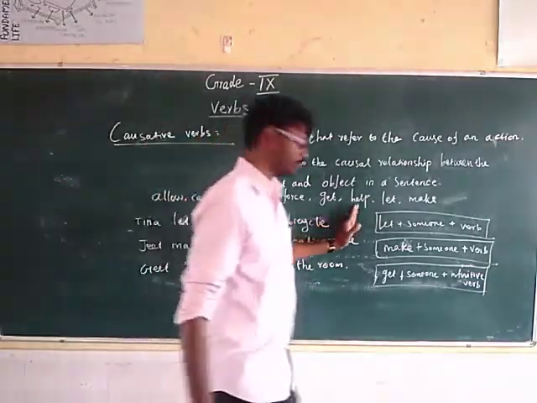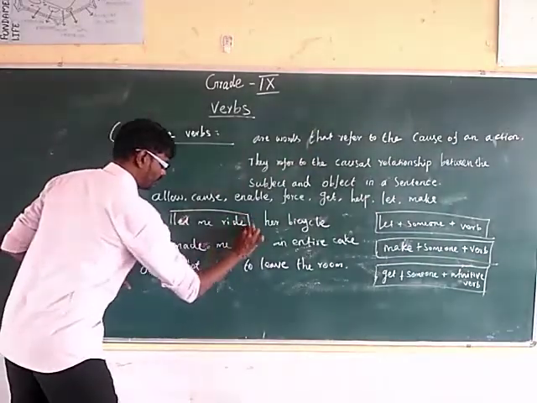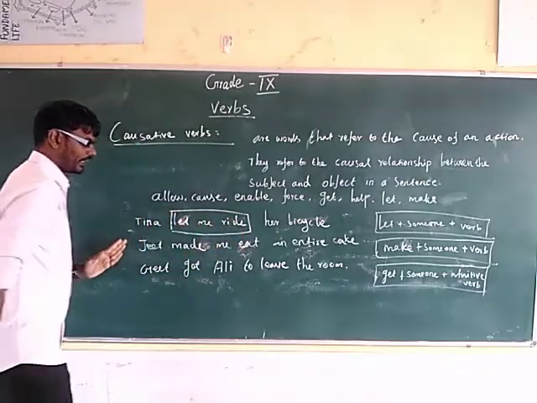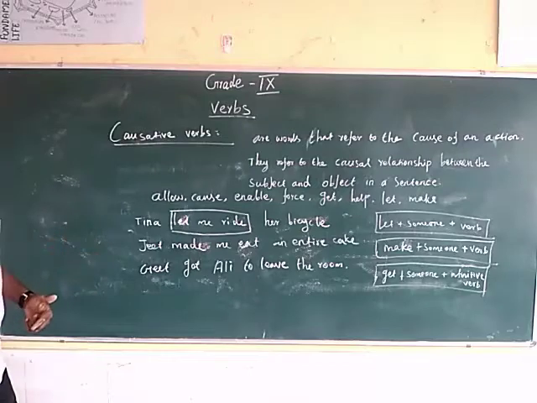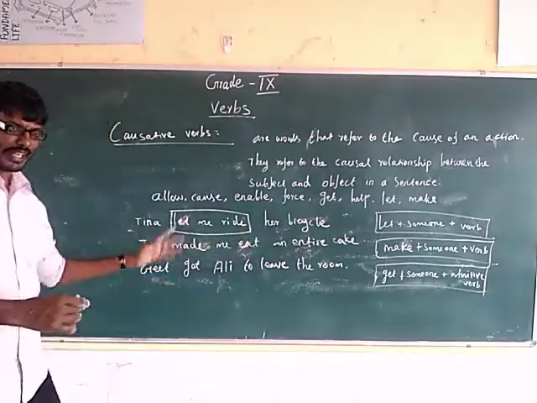Structure for causative verbs: let someone verb. For example, let someone and verb. The verb is ride. Tina allowed me to ride her bicycle. Tina let me ride her bicycle. So this is a causative verb.